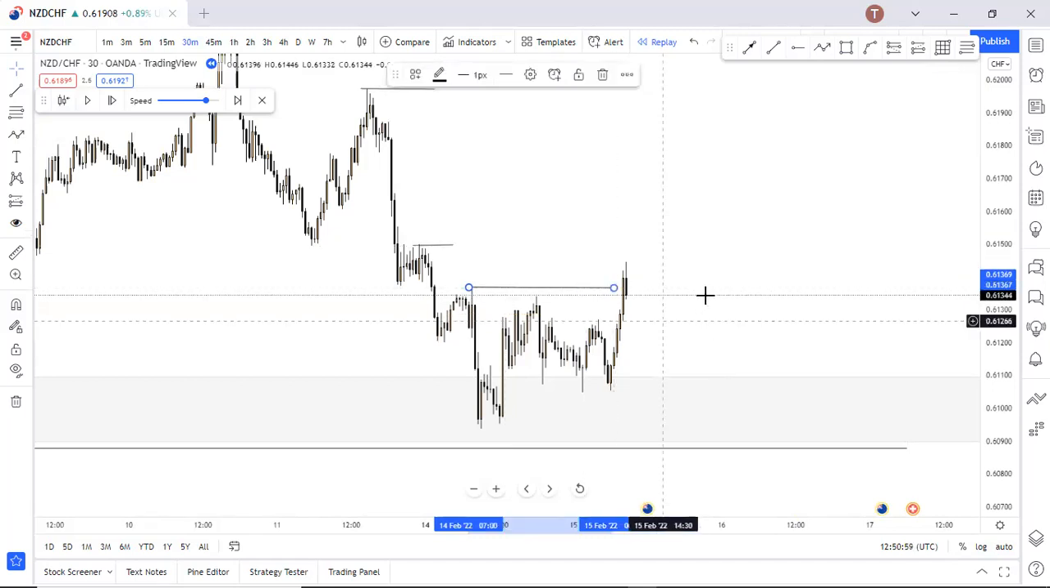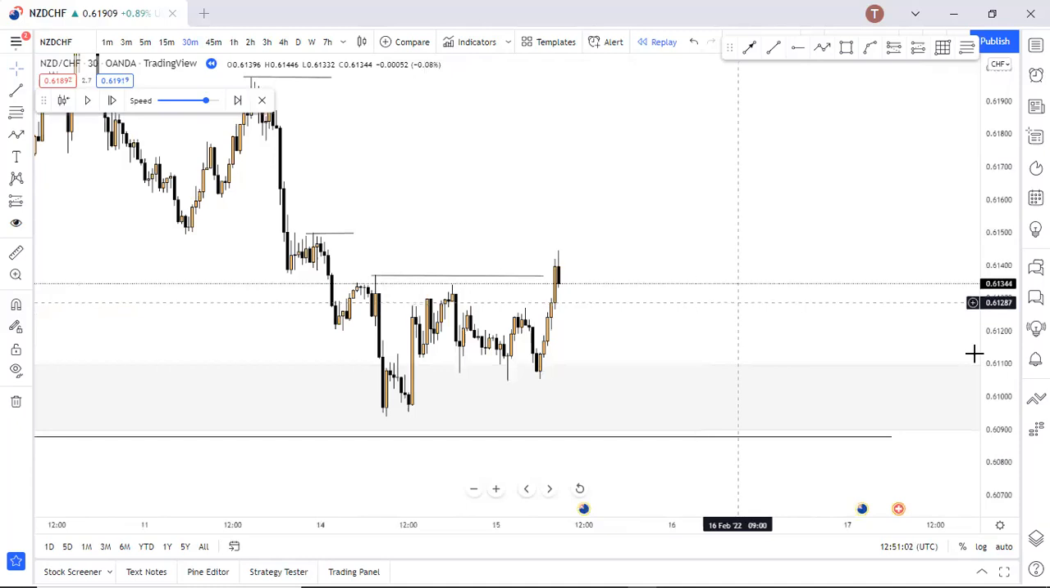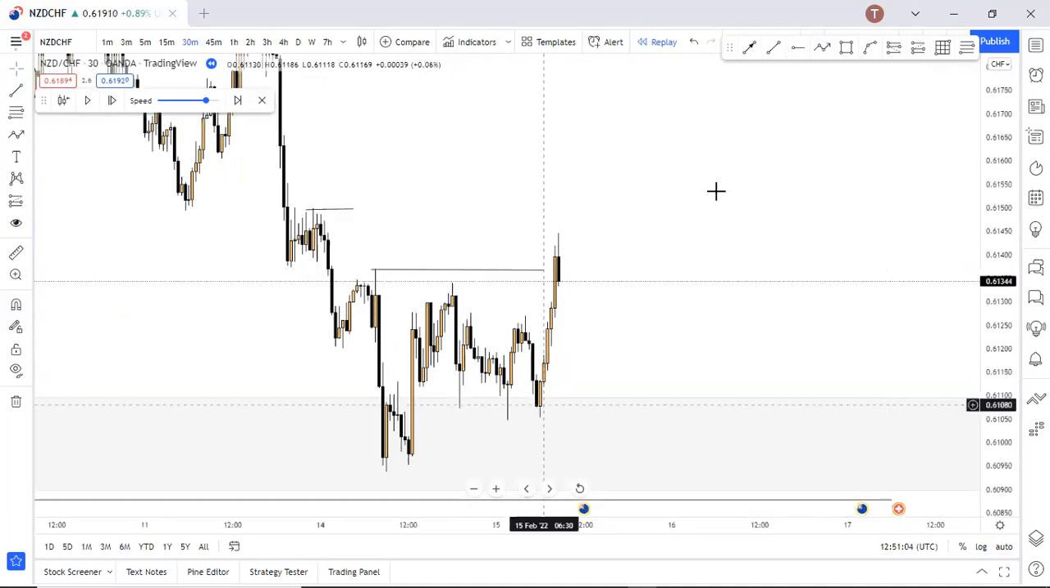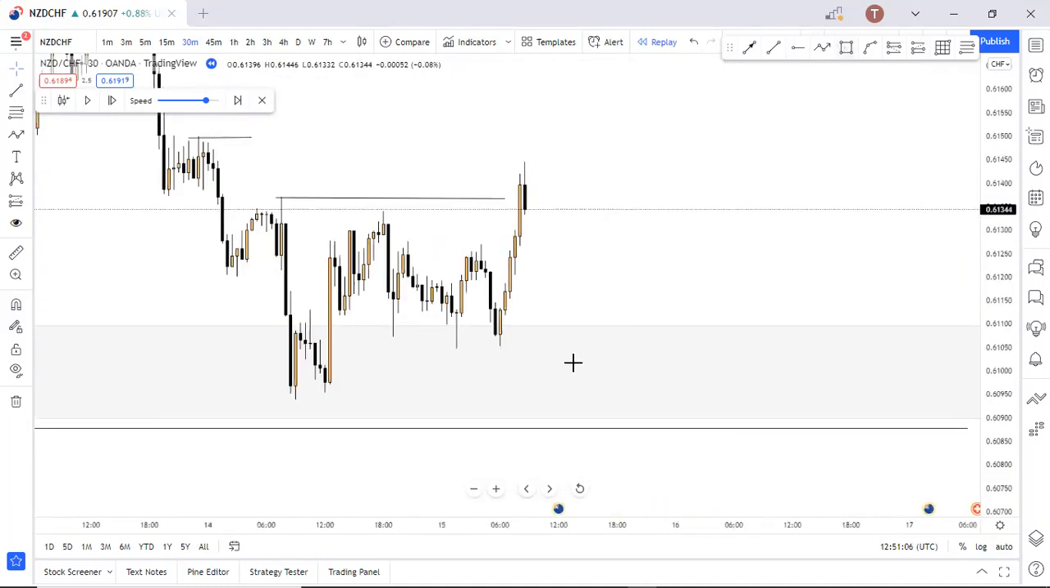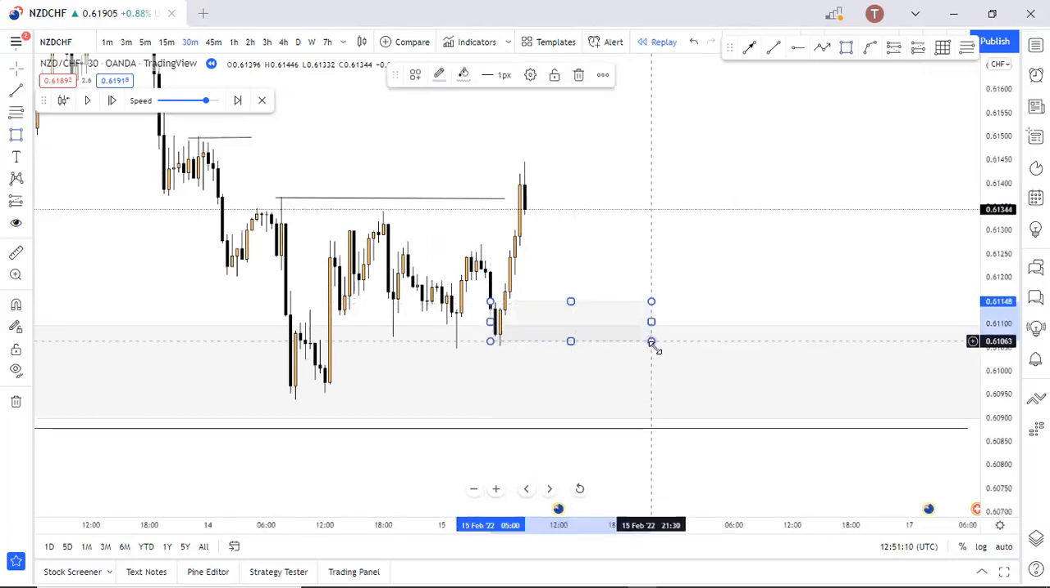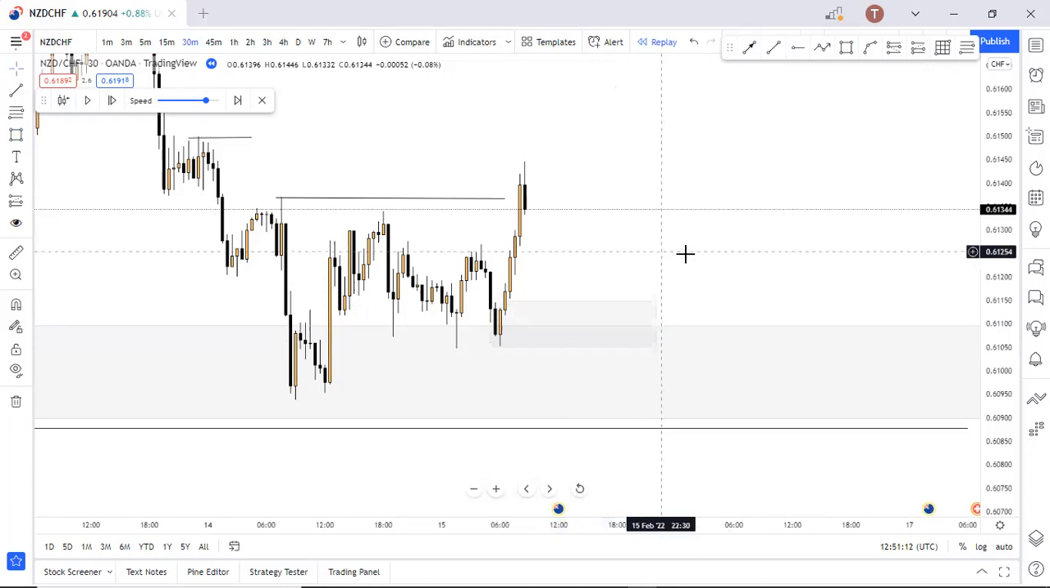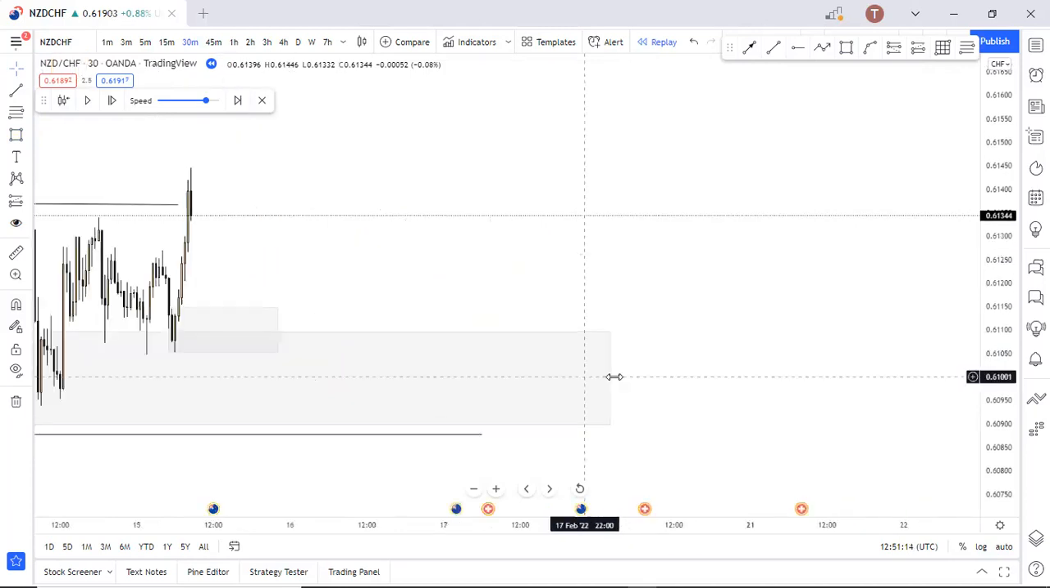Above this structure. So now I'm looking for my entry, and in this leg of impulsive move, I can see we have this order block with imbalance right here. This is an order block with imbalance right here. So let me move this to the left.